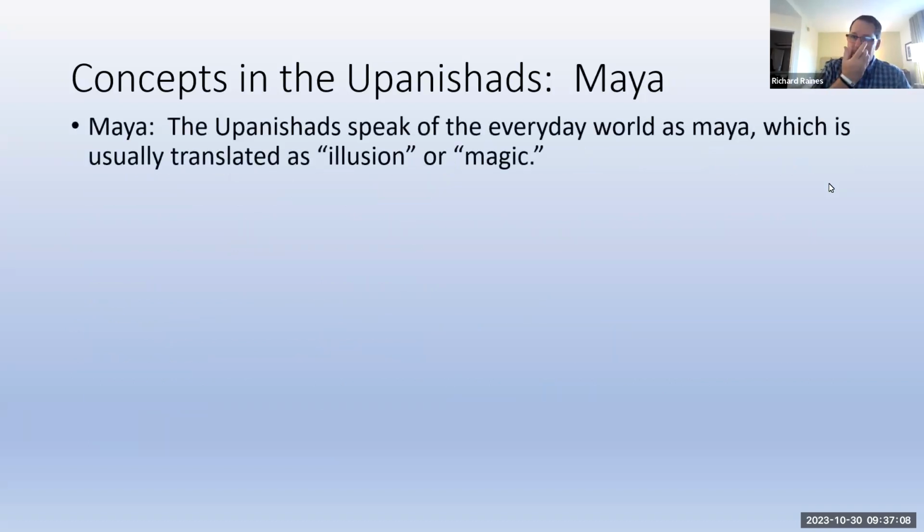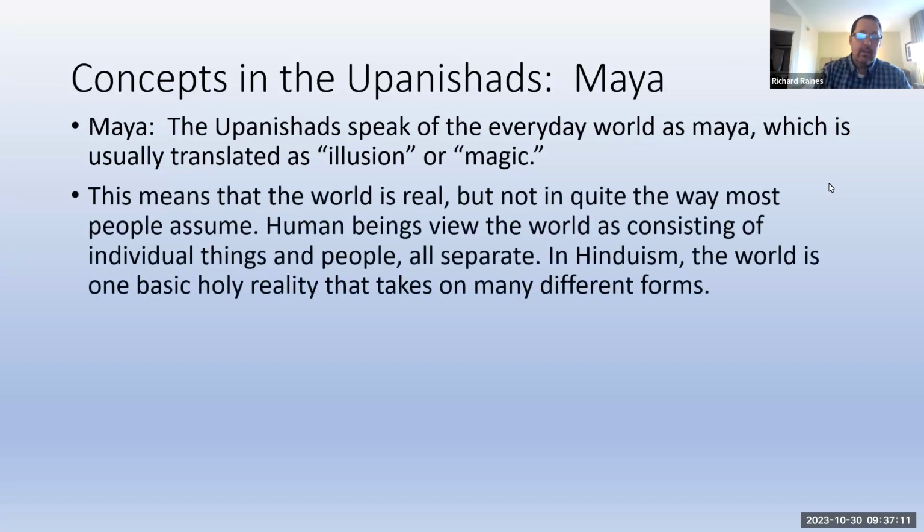Maya, this is what we speak of as illusion or magic within Hinduism. It means the world's real, but not quite in the way most people assume. So human beings view the world as consisting of individual things and people. In Hinduism, the world is basically one holy reality, right? That's what we saw when we were discussing Brahman, that the world is one holy reality emanating from Brahman that takes on different forms. So the meaning of reality is different in Hinduism than typically the way we express it in the West.